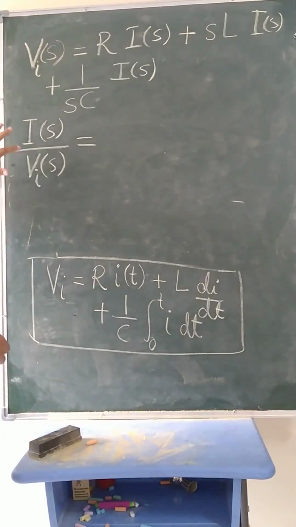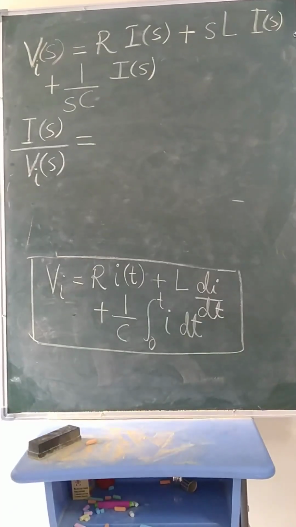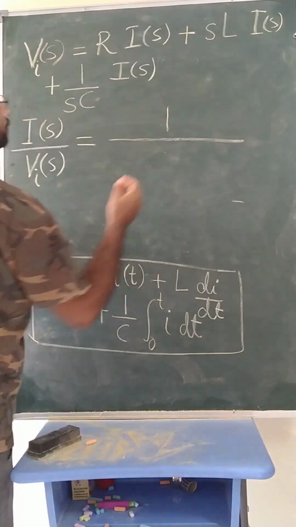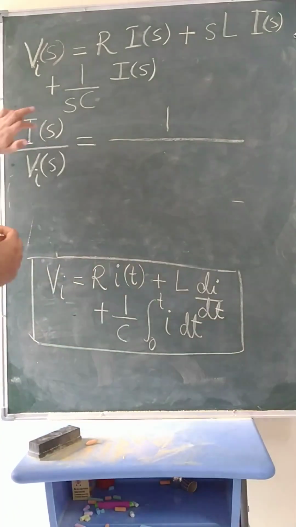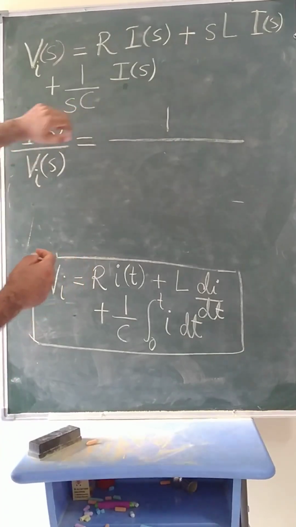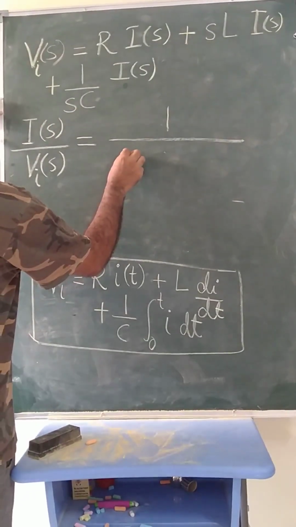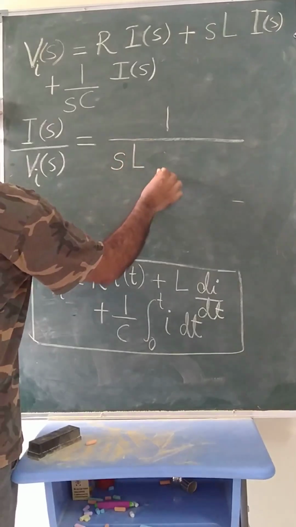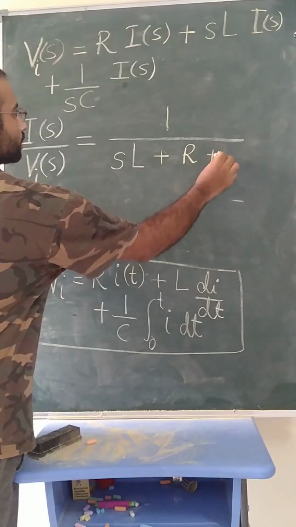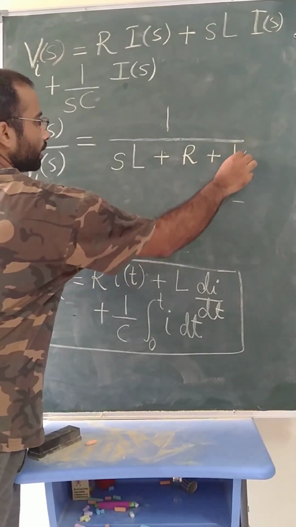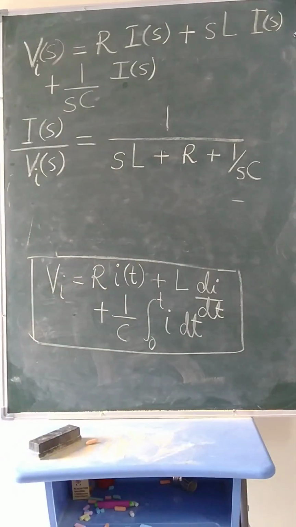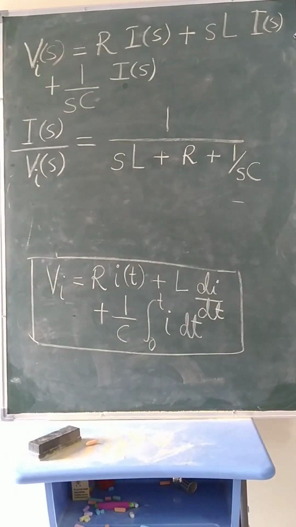So I(s) upon V(s) will be equal to what? Let us see, 1 by, we'll take I(s) common here. So it will be 1 by sL plus R plus 1 by sC. I hope it is correct. Yes, it should.